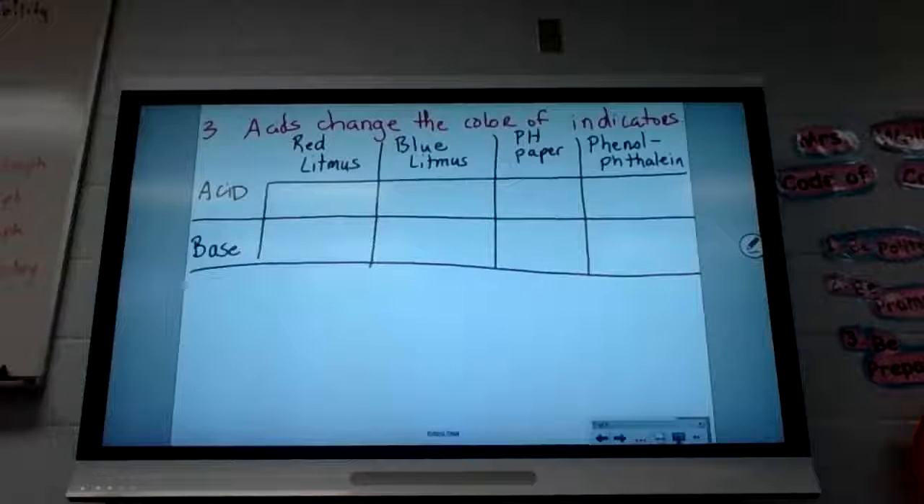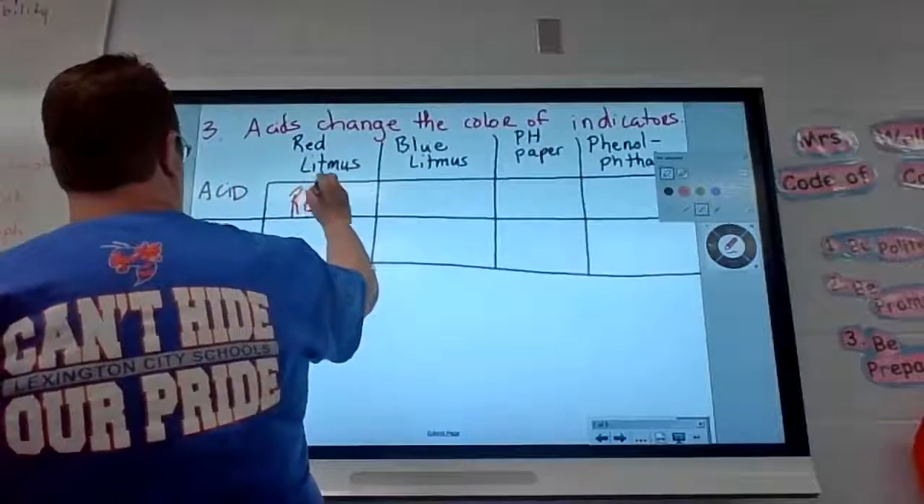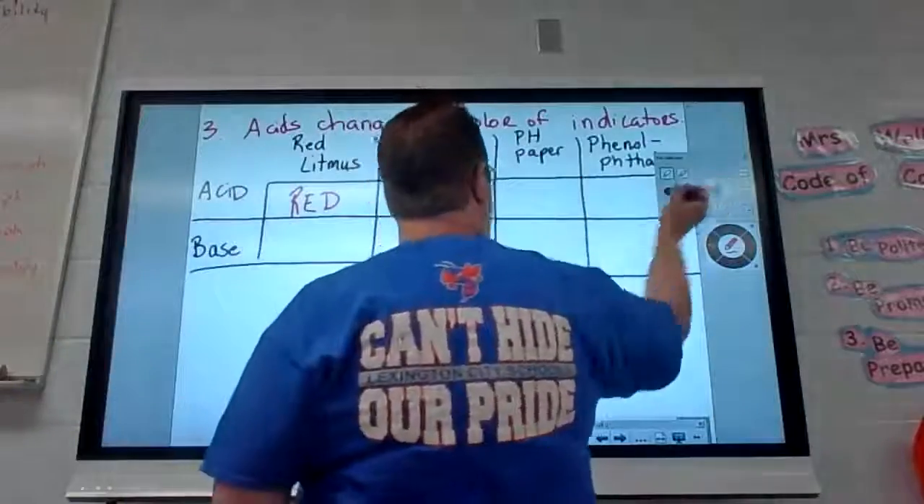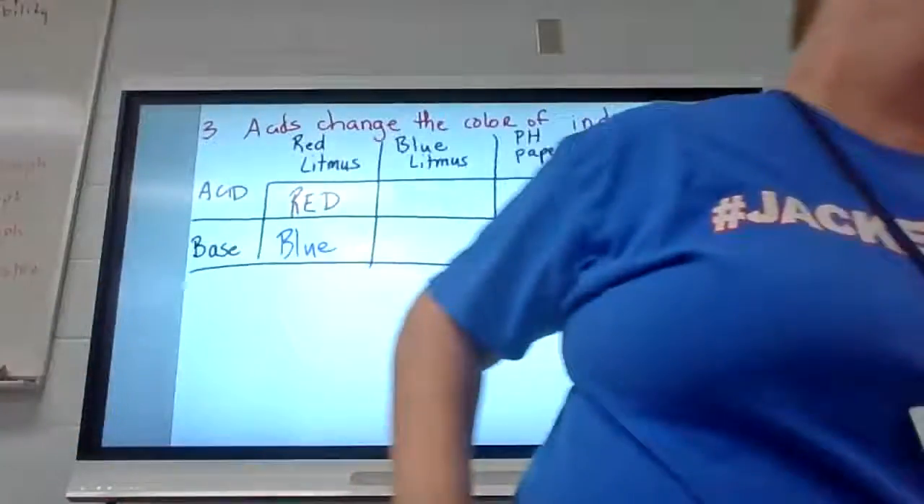All right, if we had red litmus, red litmus is just red litmus paper. It looks like this. I'll see if I can find some acids or bases to stick them in tomorrow. What color does it turn when you put it in an acid? It turns red. When you put it in a base, it turns blue. So blue litmus.